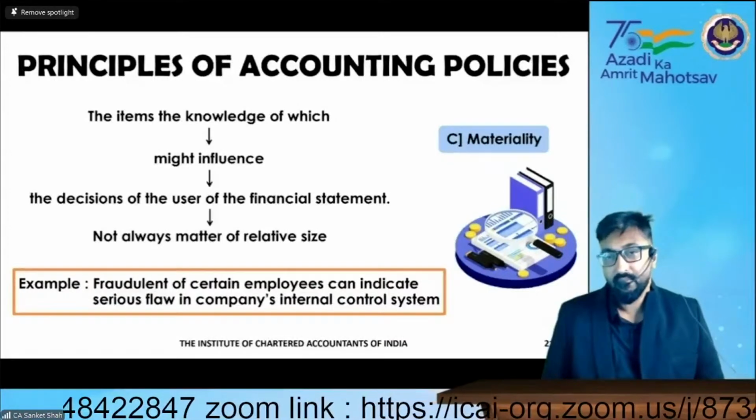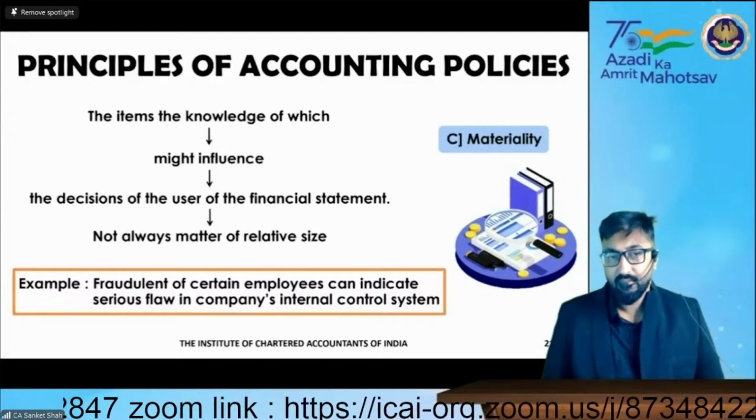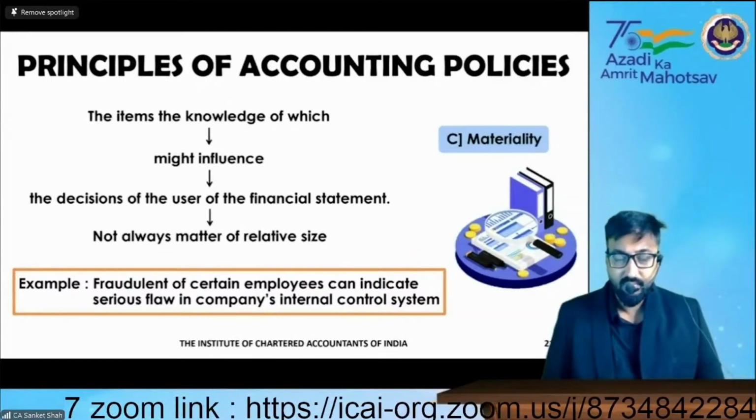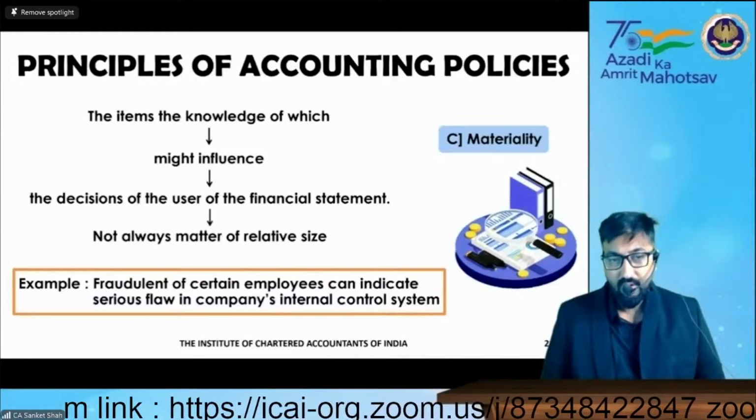So prudence means we should record anticipated loss today, but profit should be recorded tomorrow. Lower profit will be recorded today, but higher profit will be tomorrow. Okay.